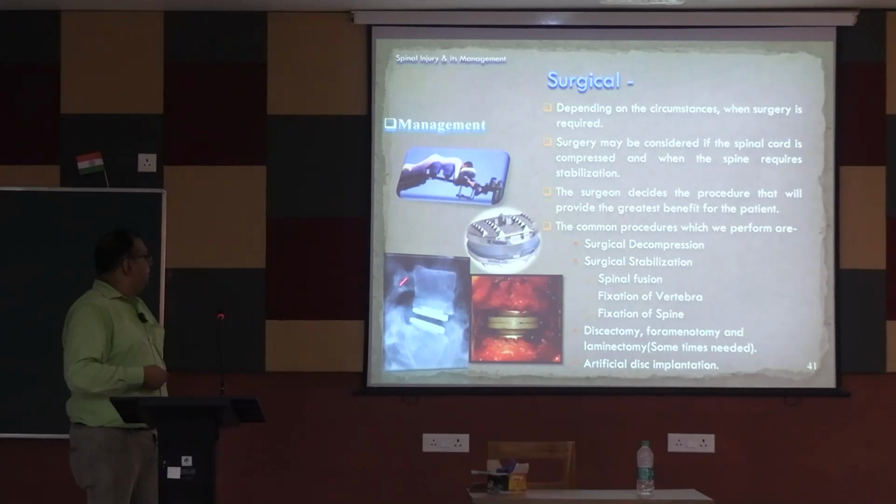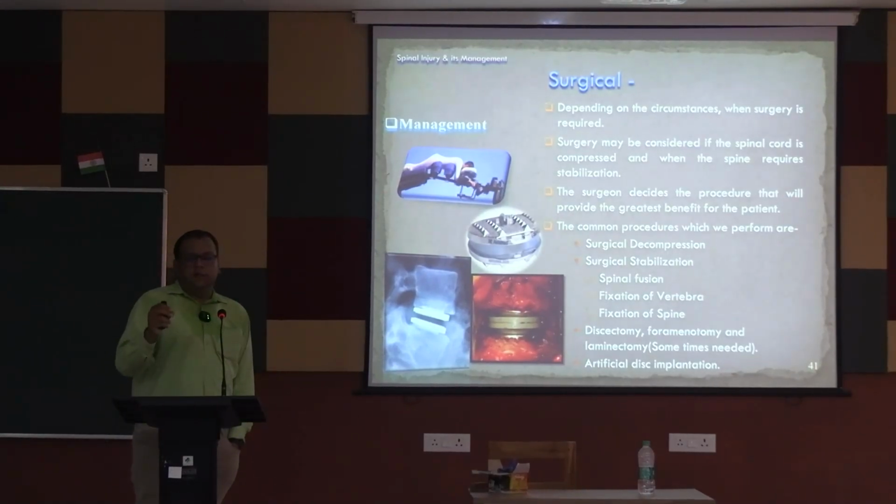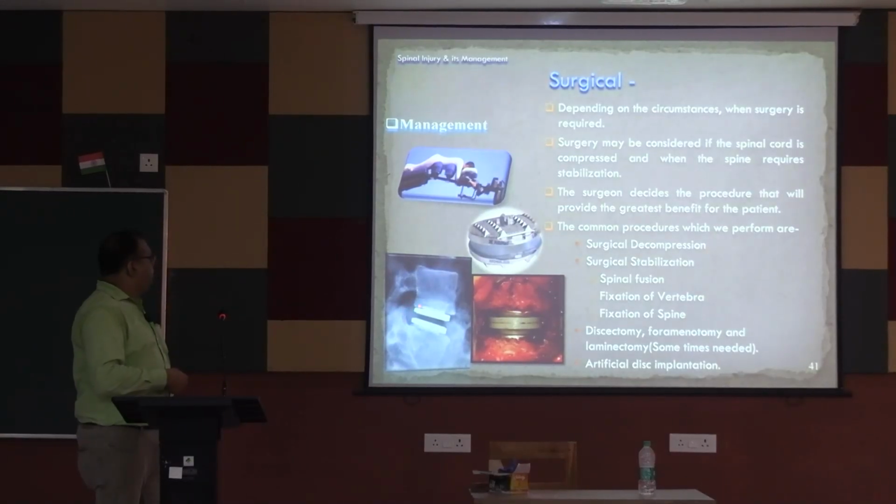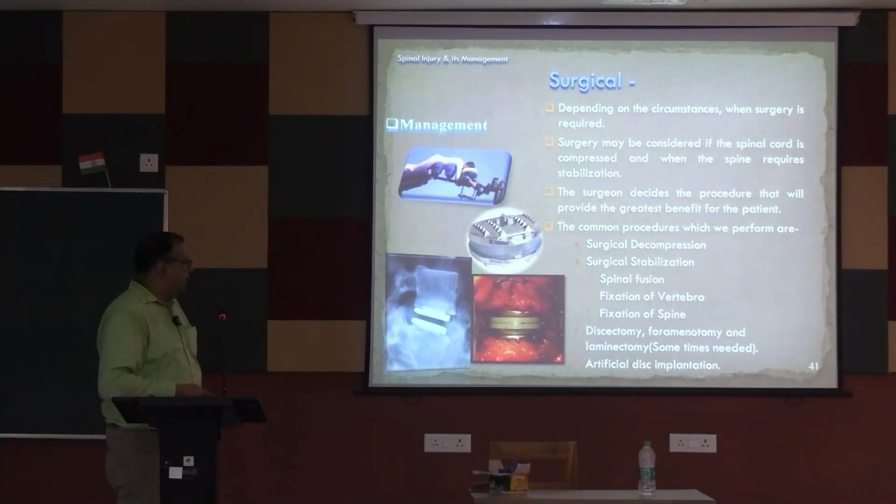How do you fix the vertebra? This is something done after decompression has been done. Discectomy means the disc has been taken out, and foraminotomy means the foramen has been enlarged. The nerves pass through the foramen, so the foramen diameter has been increased by surgery. This is foraminotomy. And laminectomy: this is the lamina. The lamina needs to be removed sometimes to decompress the spine, which is laminectomy.